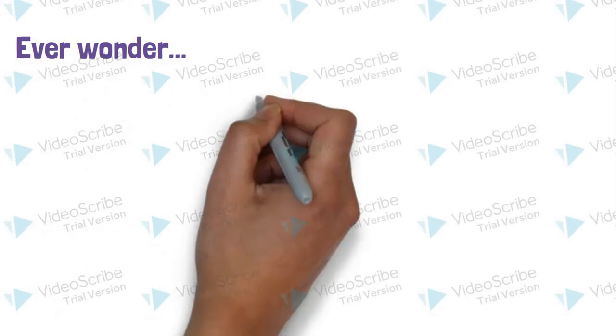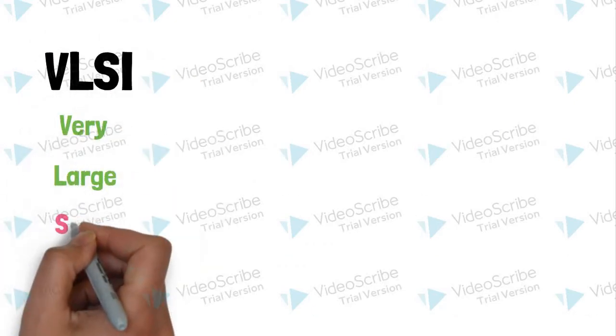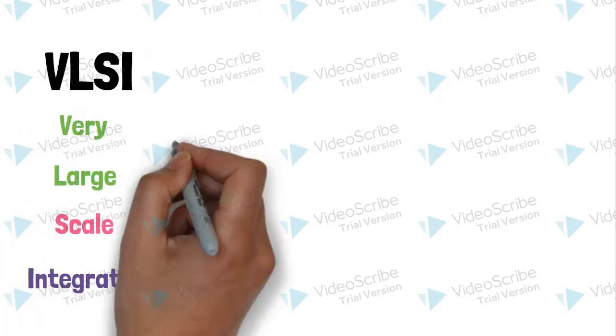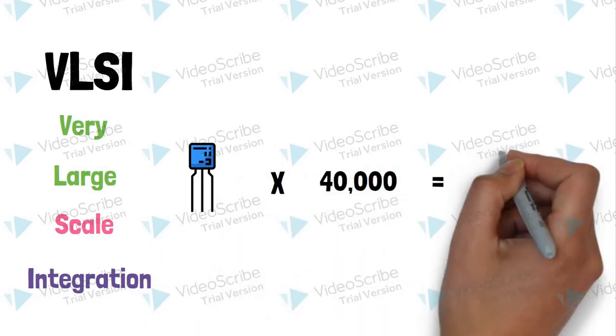Ever wonder how some of the electronic chips in your devices are made? This is done thanks to VLSI, or Very Large-Scale Integration, a process in which millions of tiny transistors, which are devices that are 40,000 times thinner than your hair, are placed on a single chip.